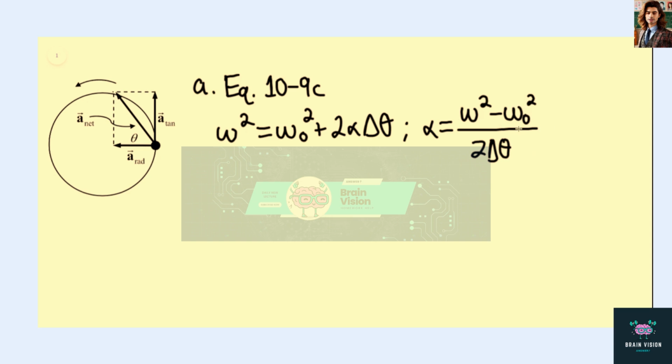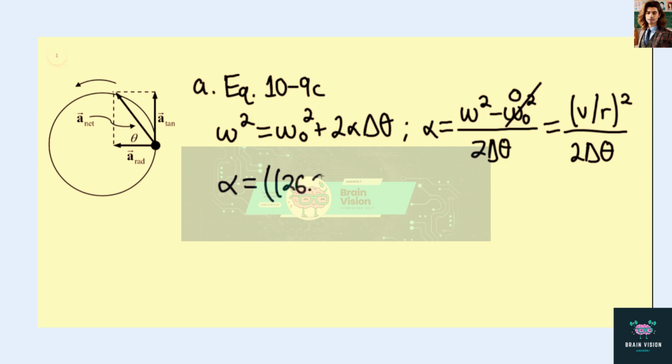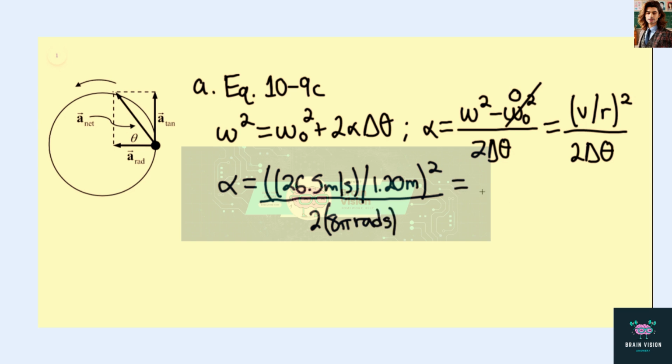We know the initial angular velocity is 0. And so this would equal v over r, quantity squared, divided by 2 times delta theta. And so alpha would equal 26.5 meters per second divided by the radius of 1.20 meters, quantity squared, divided by 2 times delta theta, 8 pi radians. And we find that the angular acceleration equals 9.70 radians per second squared.